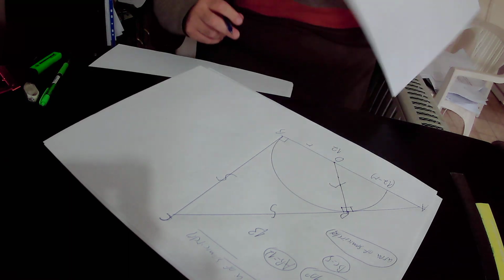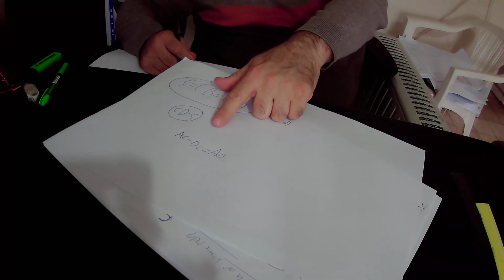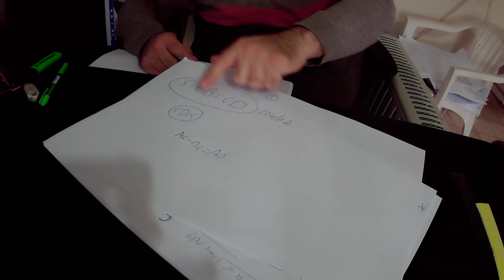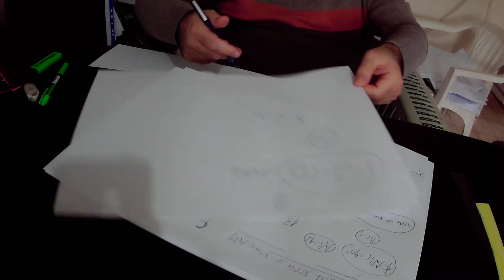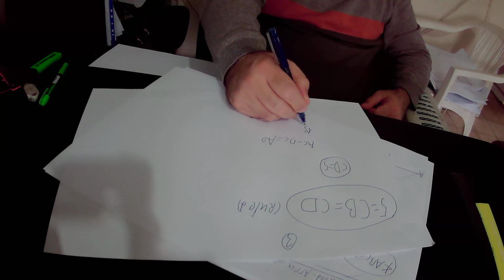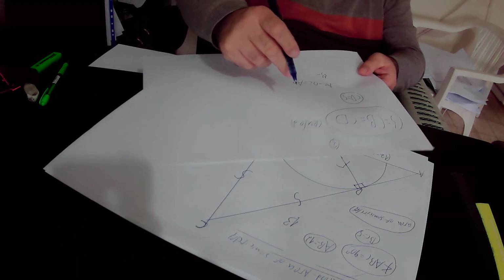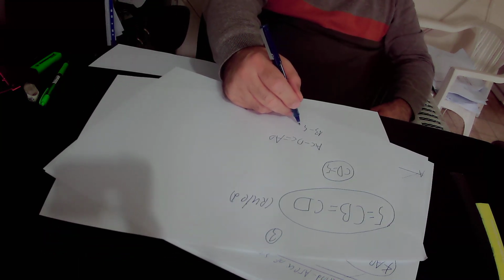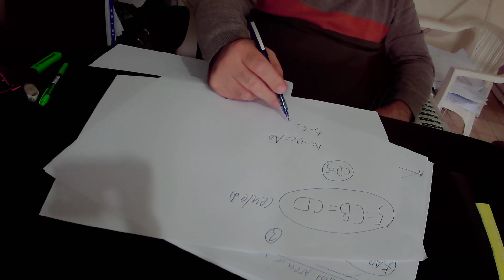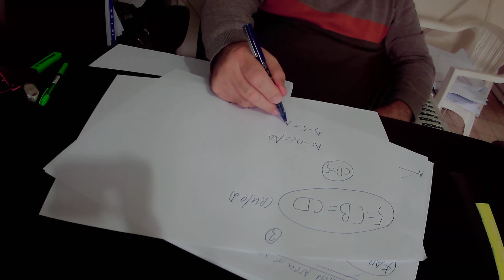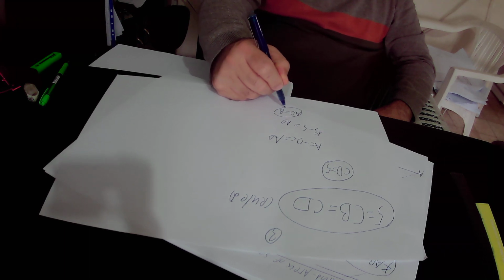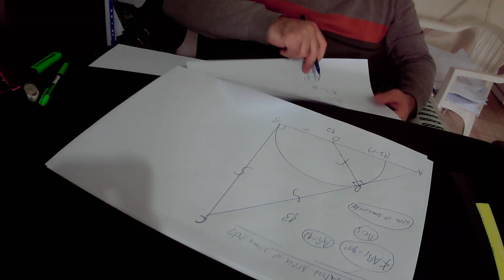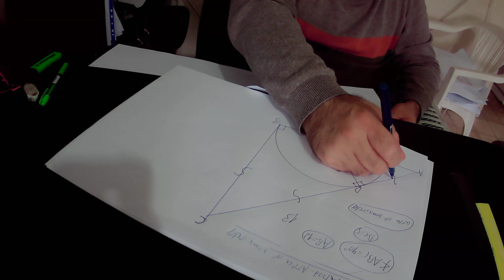Here, AC minus DC equals AD. We have already found out that AC equals 13 units, and we also found out that DC equals 5 units. That is to say, AD equals 13 minus 5, which is equal to 8 units. So we found out that AD equals 8 units, and we can write here that AD equals 8 units.